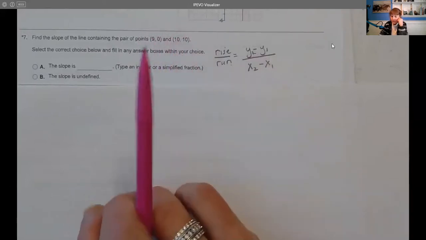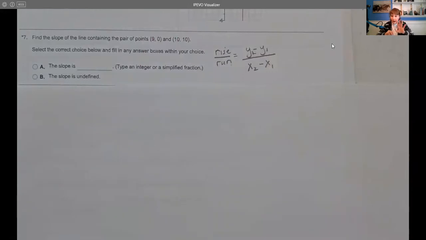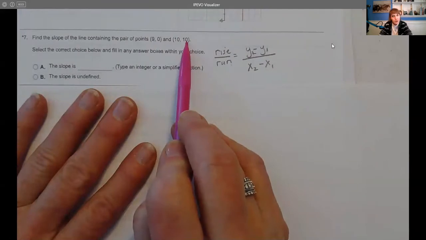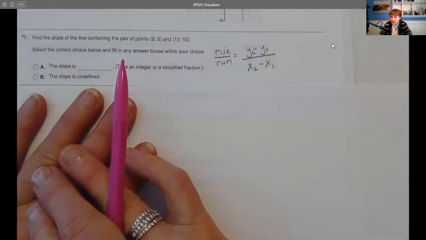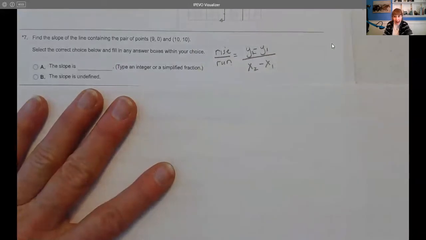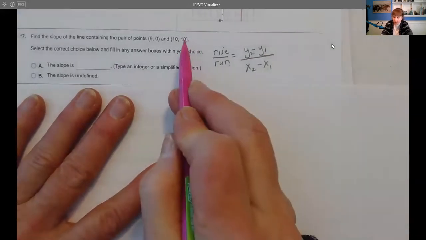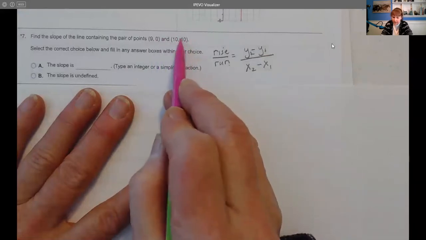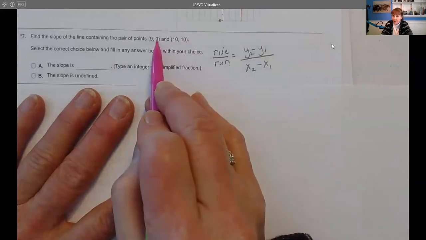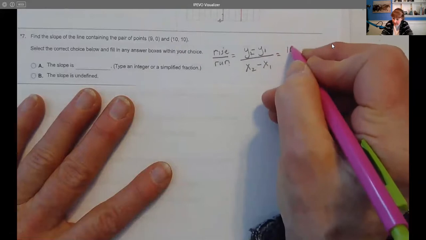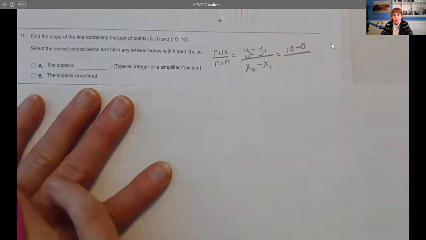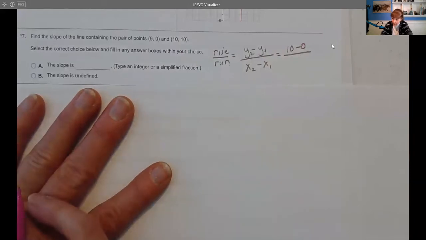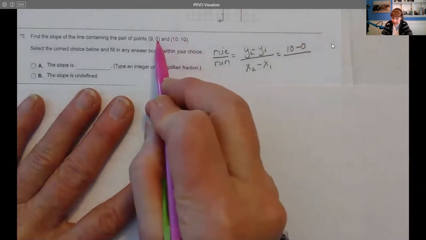So let's go through this example. We want to take the y's. Well, I have two y's. One of the y's is 0 and one of the y's is 10. Now, which one do you want to start with? It might make it a little easier, but you don't have to. It doesn't matter which one you start with. I'm going to start with the larger, the 10, and subtract the 0. So I'm going to take 10 minus 0, because then you don't have to work with negatives. You could have taken 0 minus 10, but then you end up with a negative 10 in the numerator. So I'm going to take 10 minus 0.